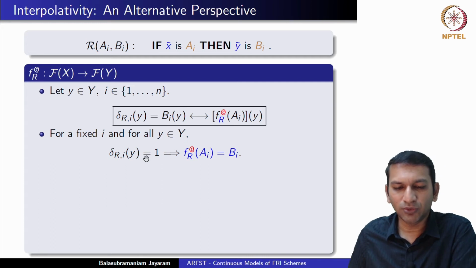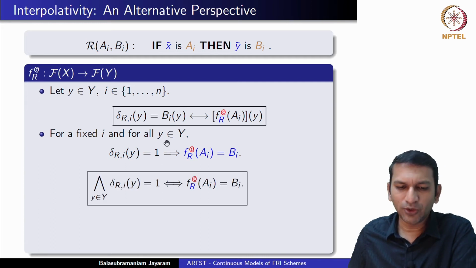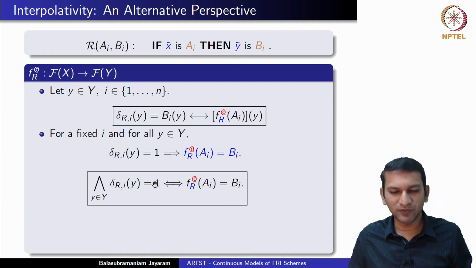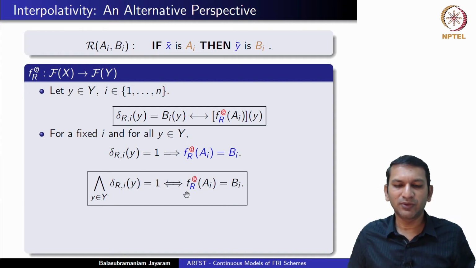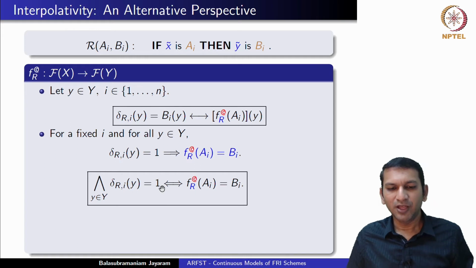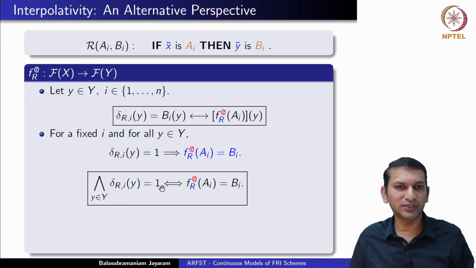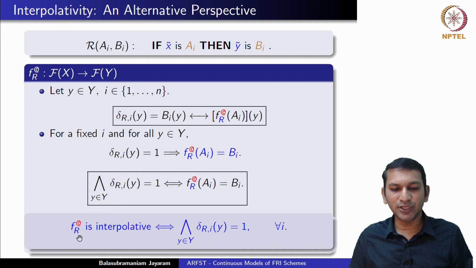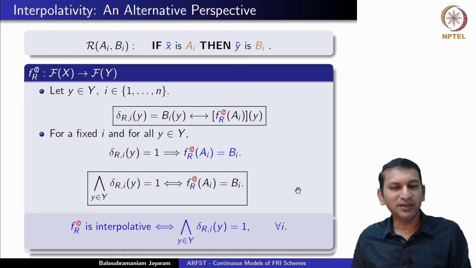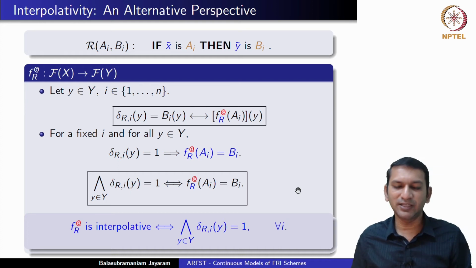Now since this is equal to 1 for every y, we could also represent it like this. If we take the infimum, it will still be 1. So now we obtain this from here. Now in terms of this delta R i function, we could rewrite the interpolativity of this adjoint function as follows. You can say the adjoint function of an FRI, F R at the rate of, is interpolative if and only if the infimum over y of delta R i of y is equal to 1 for every i. So now we have an alternate interpretation of interpolativity itself.